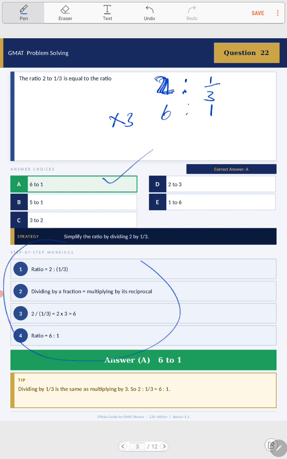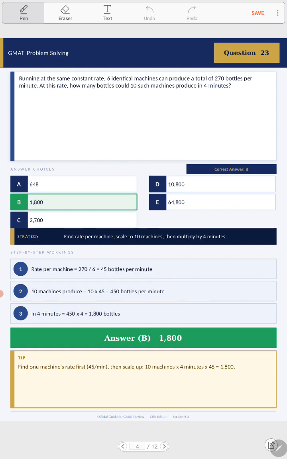Always check the alternative answer. So I'm just giving you 2 different solutions. What if you solve this? Of course, you can just set up 270. Look at it. 6 of them is 45 bottles. So 10 times 45 bottles is 450. Then times 4 again. Okay, that's 1,800.